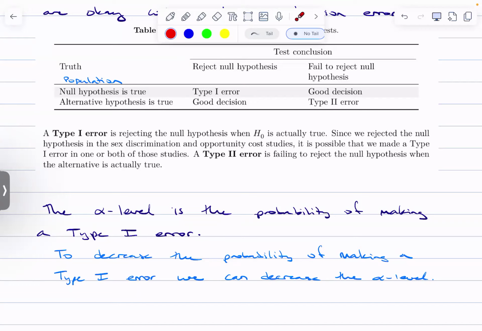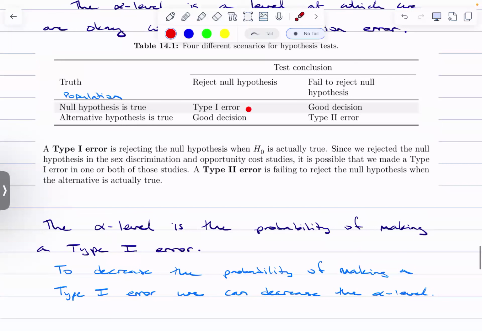But if we're looking at vaccines and things like that, you want to be really, really sure that people aren't dying from it before you put it to market. And so things like that. And so it can be expensive in different ways. And so to control the type 1 error rate, you can adjust your alpha level.